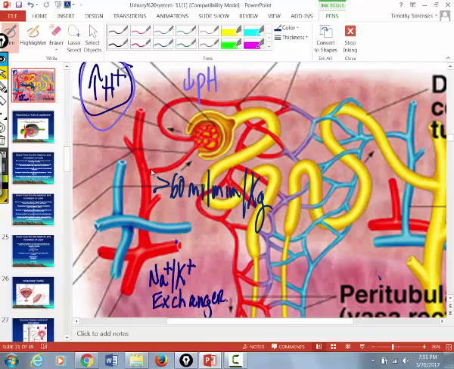Now, watch. The afferent arteriole takes that blood under pressure into the glomerulus, right? So this weekend, oddly enough, I made spaghetti. And I noticed that when I strained my spaghetti, the spaghetti stayed in the spaghetti strainer.